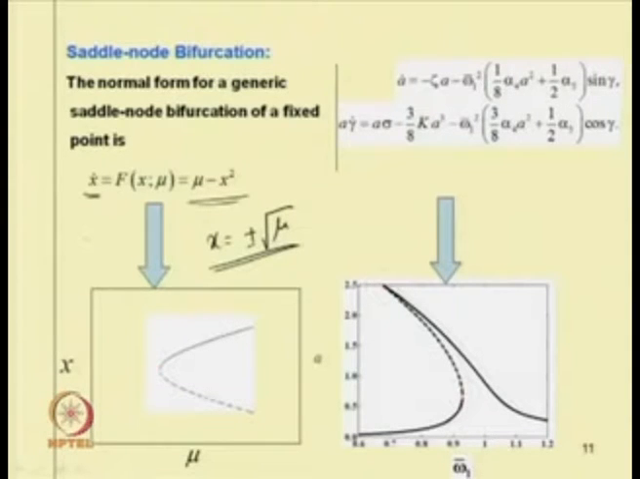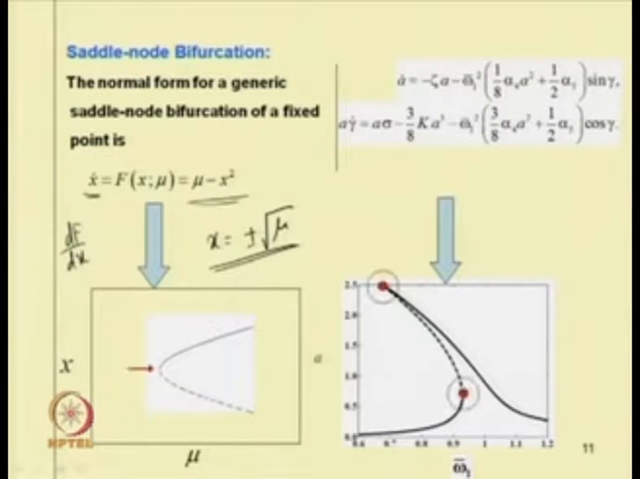So, one can find this df by dx. By finding df by dx, one can find the eigenvalue. So, by df by dx it becomes minus 2x. So, minus 2x minus lambda equal to 0, or lambda equal to minus 2x. So, eigenvalue becomes minus 2x. By substituting this, one can obtain that this branch is stable and this is the unstable branch.